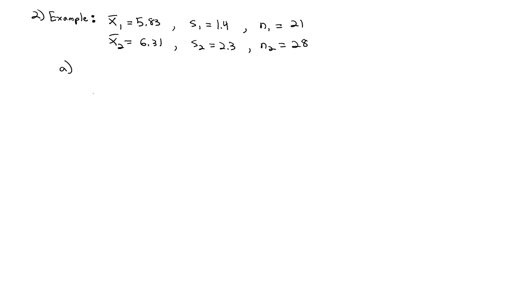Let's find each of those three values. First, we're going to find the degrees of freedom. Remember that hint I gave you? It's helpful to not just know the standard deviations, but actually the variances. So we're going to first take standard deviation 1 and square it. So 1.4 squared is going to actually be equal to 1.96. And standard deviation 2 squared is going to be 2.3 squared, and that value is 5.29.